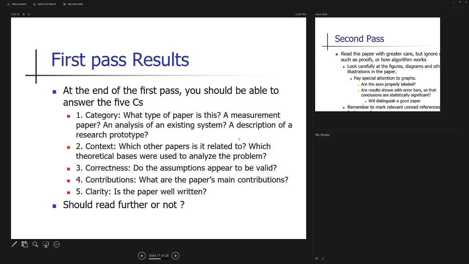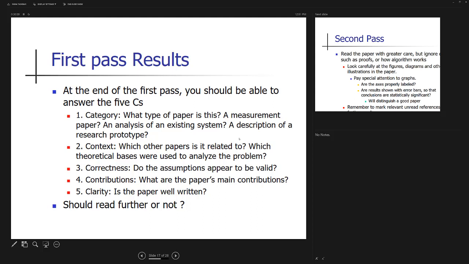Third, correctness. Oh, this is a tricky one. You may not find it fully over here. Do the assumptions appear to be valid, if the guy mentioned the assumptions? For example, if he says, we assume that there will be no error, or no device will ever give an error, it means this assumption is invalid. He says we consider that we have infinite bandwidth available. It's an invalid assumption. Okay. This is very important.